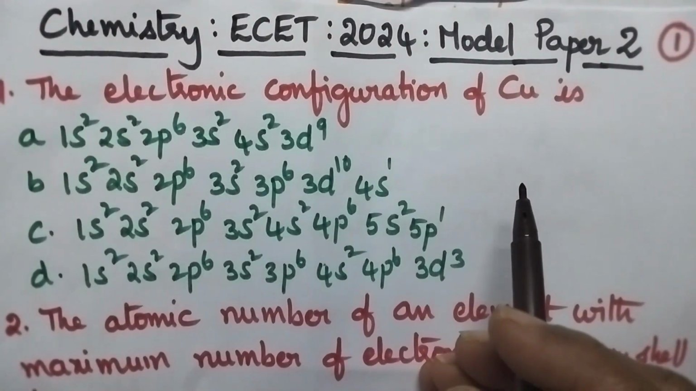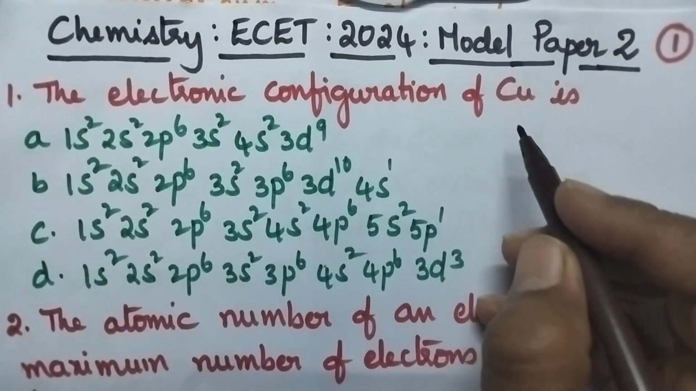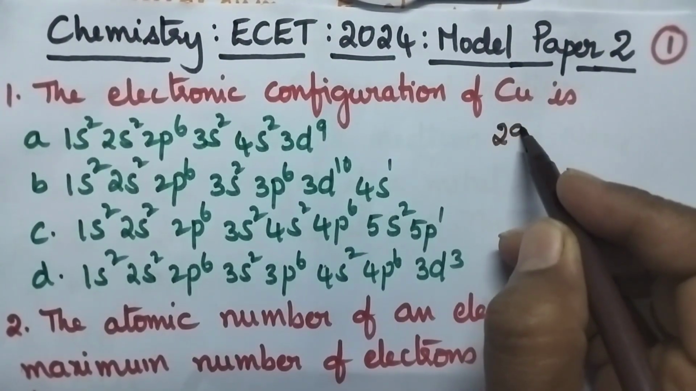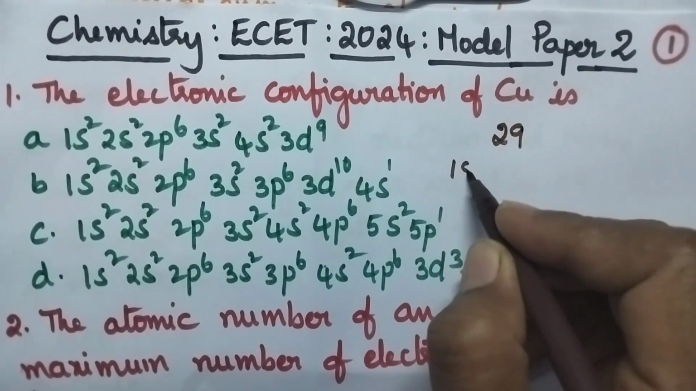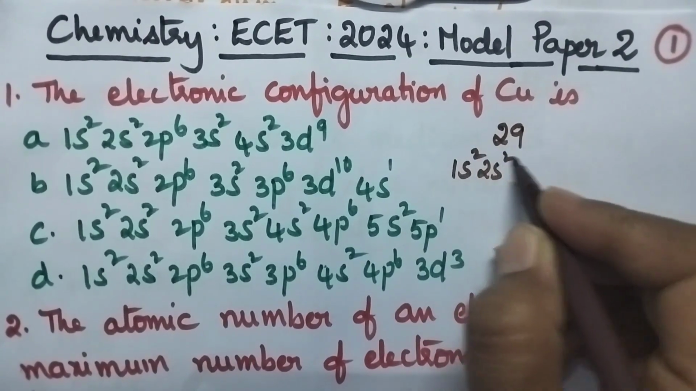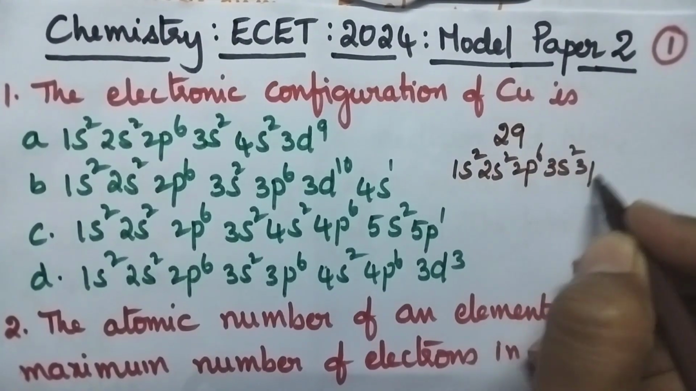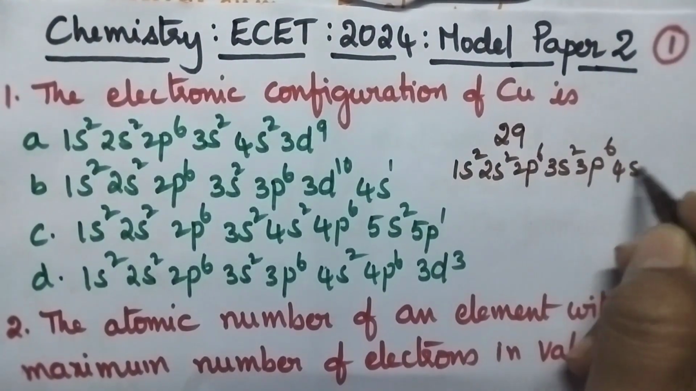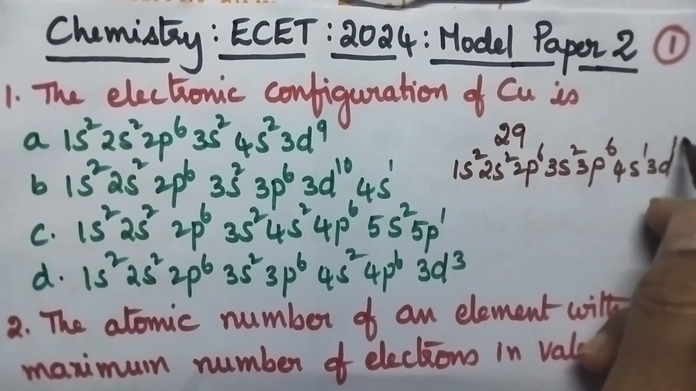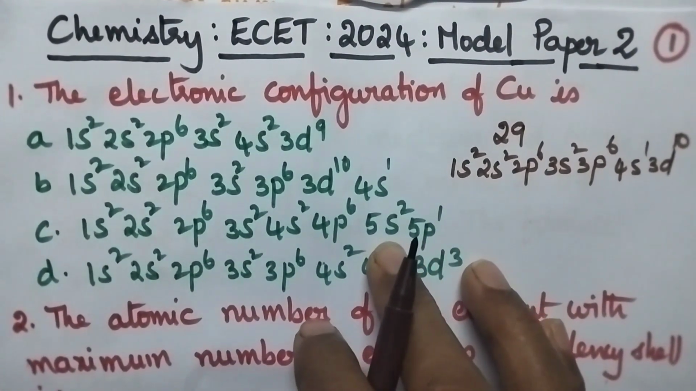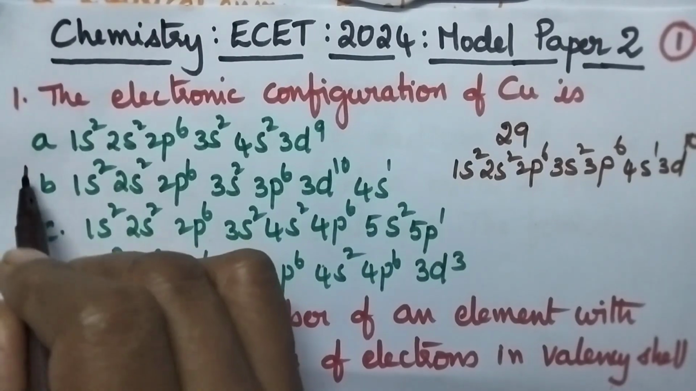The atomic number of copper is 29 and hence its configuration is 1s2, 2s2, 2p6, 3s2, 3p6, 4s1 and 3d10. Hence the right option is B.